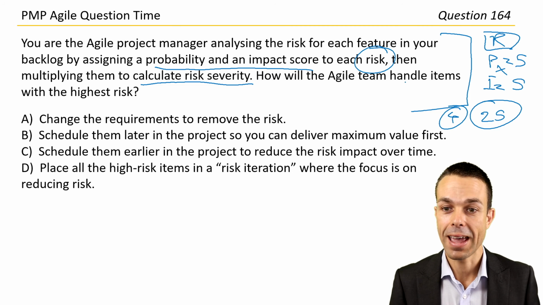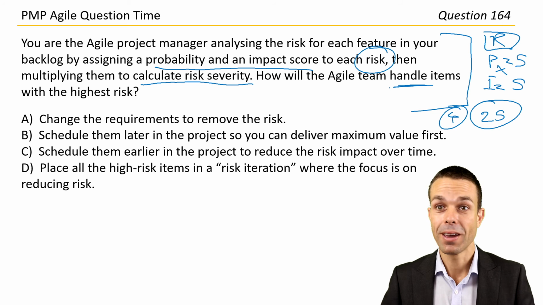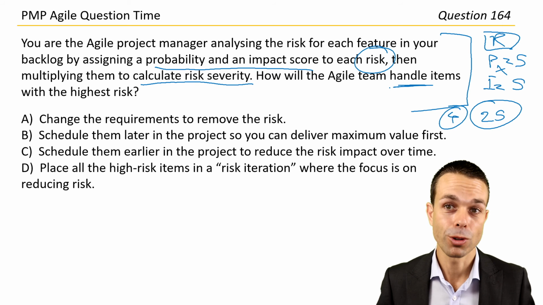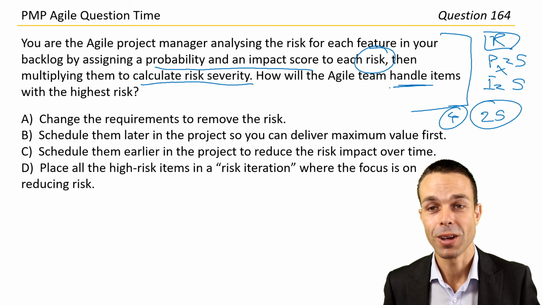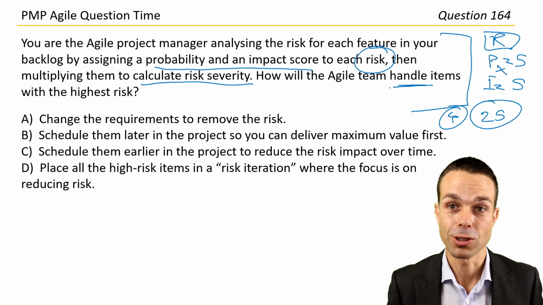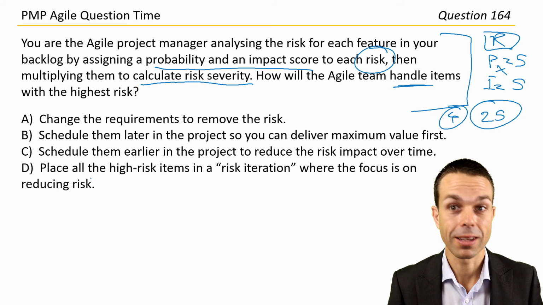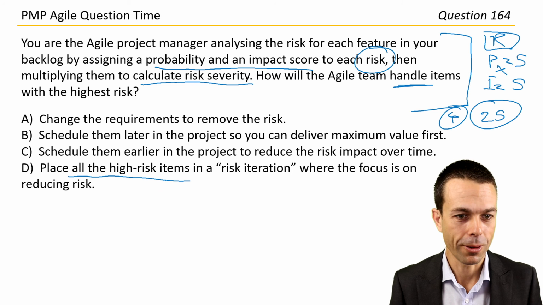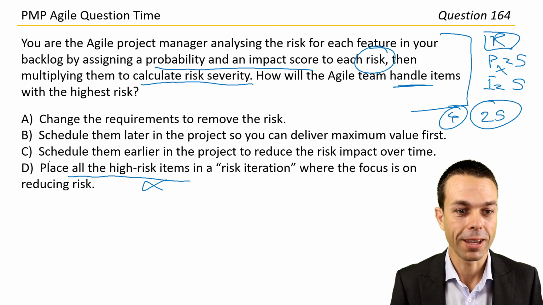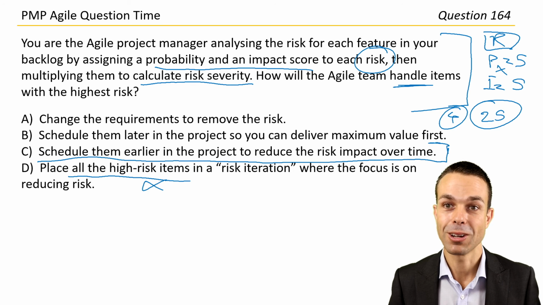How will the team handle items with the highest risk? Oh, and this is exactly as we said. We put those highest risk items to the front and do them as soon as we can, because it costs us way more to do as the project gets closer to completion. So is there anything like that in here? Here we go. Place all the high risk items... Oh no, not that one. Schedule them earlier in the project to reduce that risk impact over time.